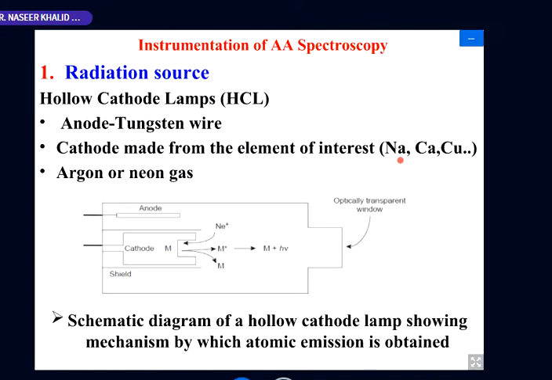For each element, if we want to analyze sodium, we will have a different source compared to calcium. Calcium will have a different source, and for copper, the same. Whatever the element of interest, we select that cathode lamp. For example, if we want to analyze five elements in a water sample, A, B, C, D, we must have five sources of radiation, five lamps, one each for A, B, C, and D.